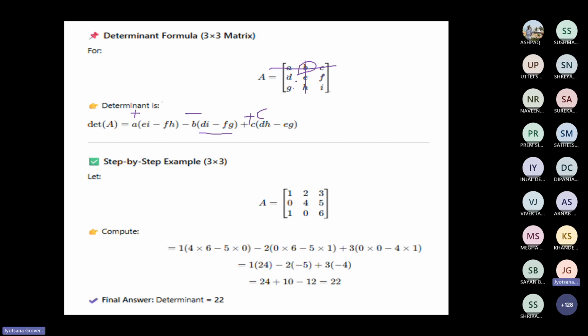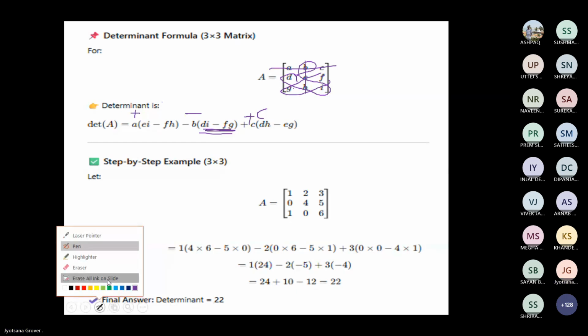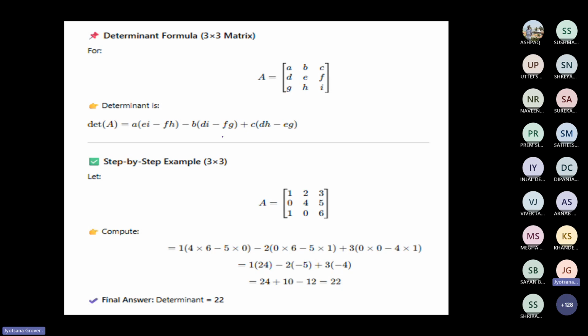D into I minus F into G, right? So you get this. Now you take the third. Third is C, so plus C. Now you leave out this row, leave out this column, and you are left with this. Calculate the determinant. So it is D into H minus E into G.